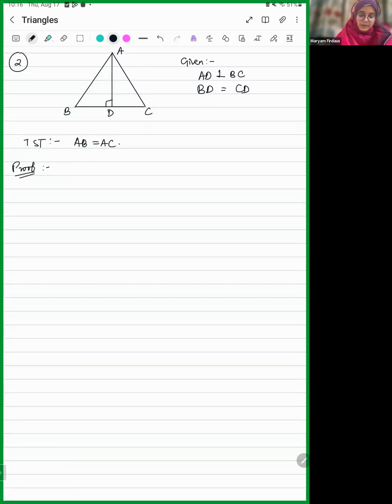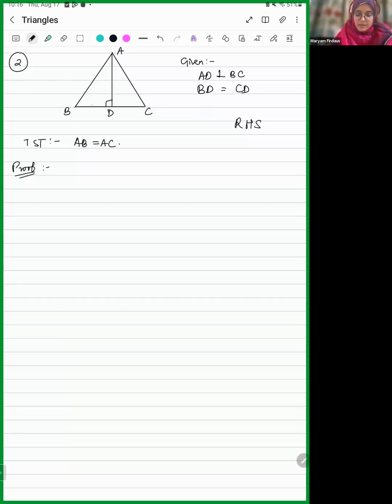RHS. Okay, let's see if we have RHS. RHS means what? Right angle, hypotenuse, side, right? So we have the right angle over here. Hypotenuse we don't have. We don't know that the hypotenuse is equal or not. That's what we have to prove. That's not given to us. So, ma'am, if not RHS, then we can do it by SAS.